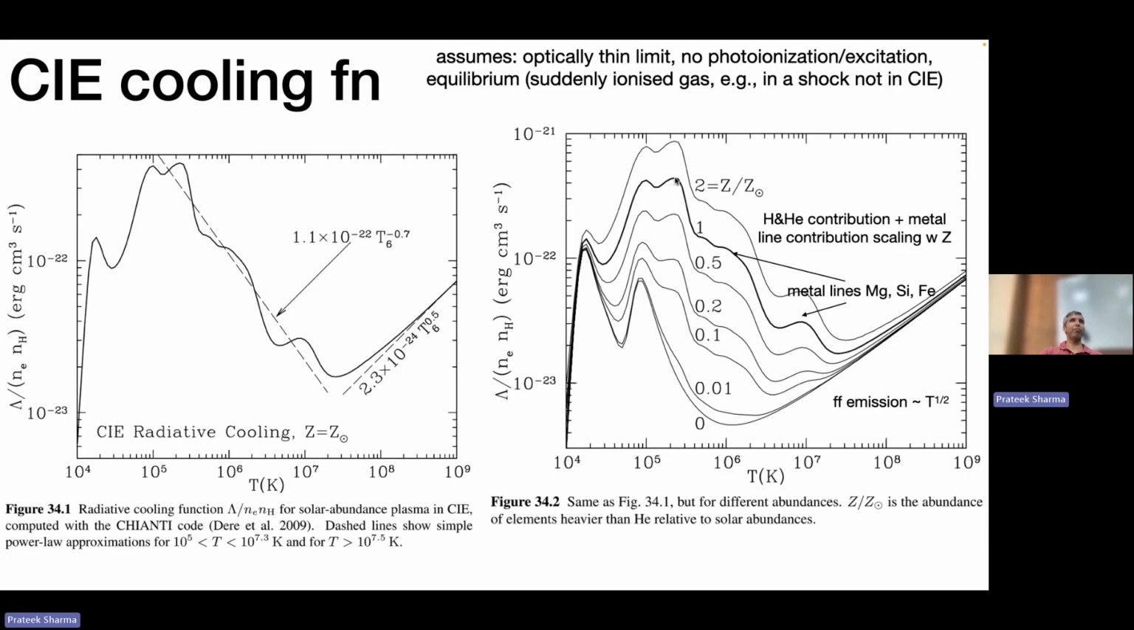That's sort of expected. If you have more oxygen, you have more lines of oxygen which can take away more energy from the plasma. The free-free emissivity goes like T to the 1/2. This is well known.